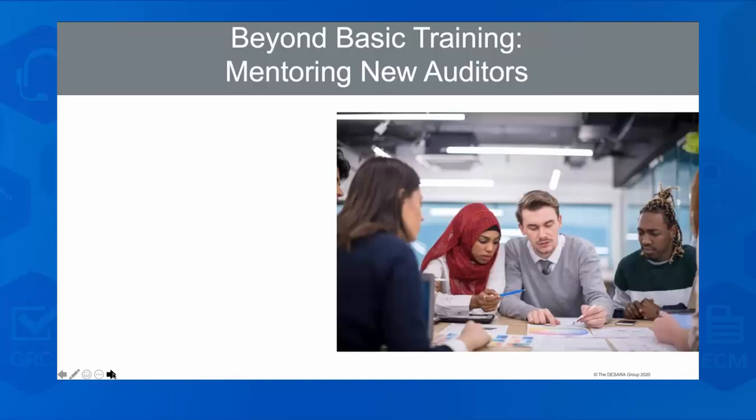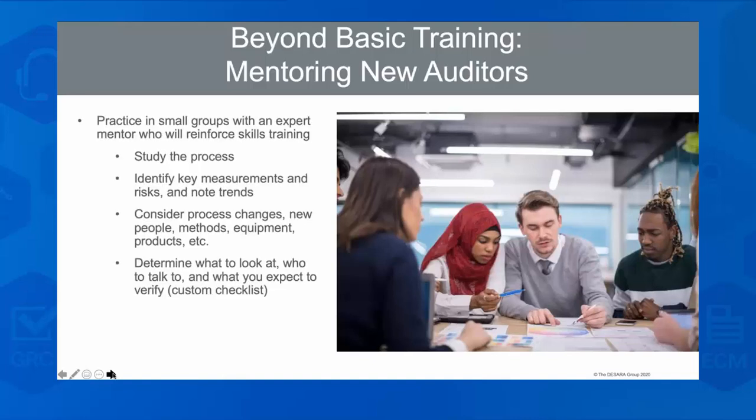Now, for beyond the basic training, when you're mentoring new auditors, I really recommend putting them in small groups with an expert mentor who will reinforce those skills. Just like I was saying, we do on the audit lab day after the 3-day training class. You want to do this as soon as possible after any training that you've delivered to them, so that they get to practice the skills that they got, where they study the process, they identify the measurements and risks, they look at the trends, they learn to question the process owner as well as the people working in the process on what's changed around here that could influence whether we're following our processes and getting the results that they want.